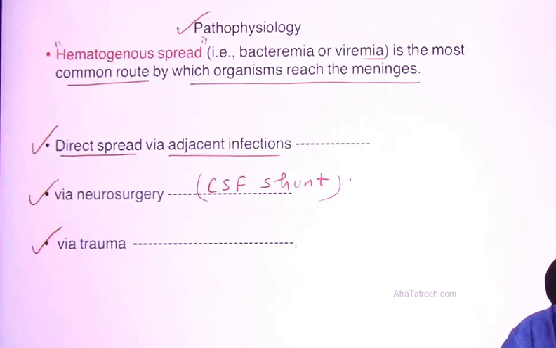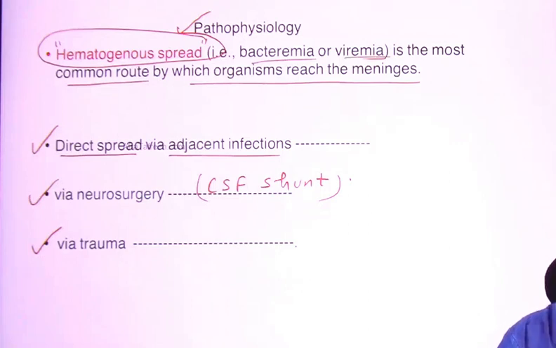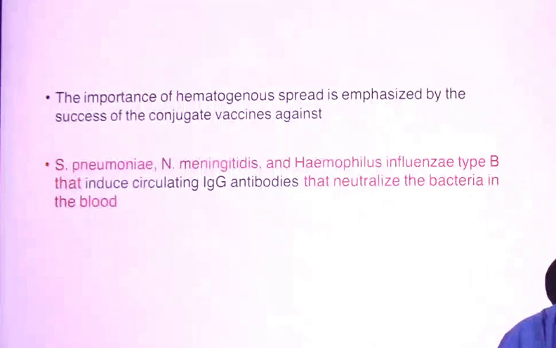But overall, if somebody asks you what is the most common mode, the answer is hematogenous spread. It can be a bacteremia, it can be a viremia. So this is to be remembered. Like in pneumococcus, firstly the pulmonary infection happens, and then through the hematogenous route it goes to the meninges. Same in the meningococcus: firstly the lungs are involved, and later on it goes into the brain by the blood. That's why you go for both blood and CSF culture.